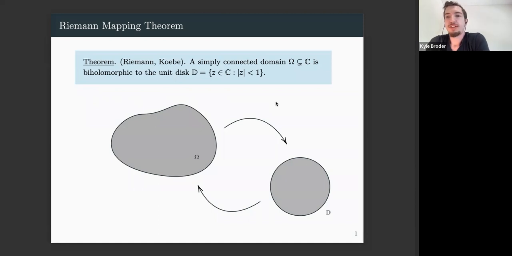we'll start with something I hope is familiar to everyone, which is the Riemann mapping theorem, which says that if we take a simply connected domain, which is properly contained in the complex plane, then that's biholomorphic to the unit disk. So up to biholomorphism, we have a complete understanding of bounded simply connected domains.